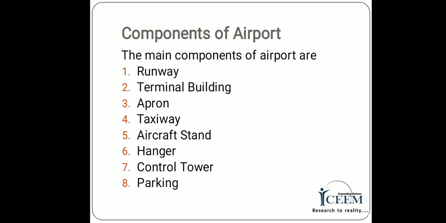Next is aircraft stand, a portion of an apron designed as a taxiway and intended to provide access to aircraft stands only. Next one is control tower, a tower at an airfield from which air traffic is controlled by radio and observed physically and by radar. And last is parking. Parking is a specific area of airport at which vehicles park.